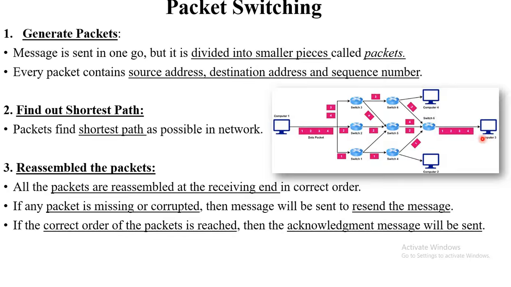Now, the third step is to reassemble the packets. Computer 1 sends sequence numbers 1, 2, 3 and 4, so computer 3 gets the same sequence, 1, 2, 3 and 4. This is called packet switching. If any packet is missing or corrupted, the sender resends it. After getting all the packets at the destination PC, the destination computer sends an acknowledgement to the source that the message has been received correctly. So this is the concept of packet switching.